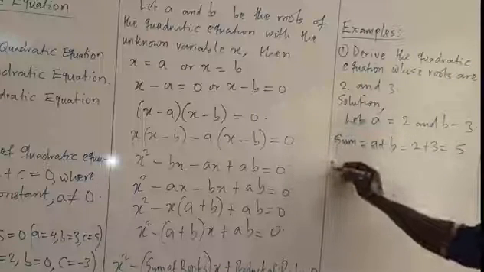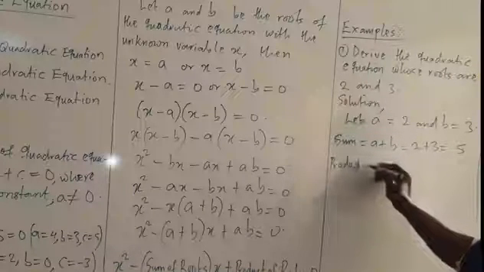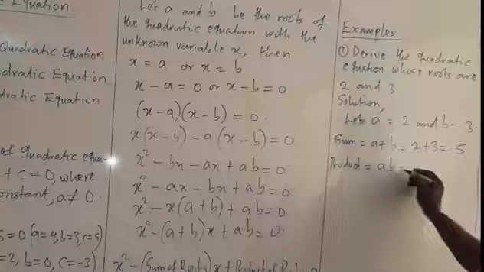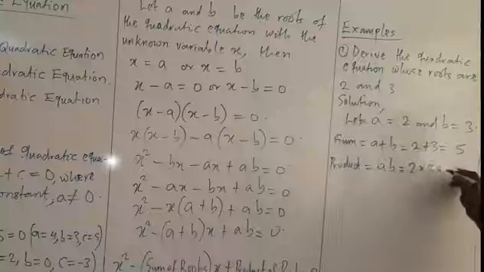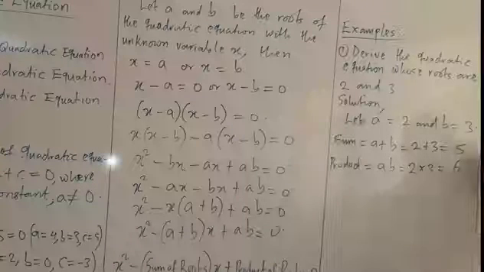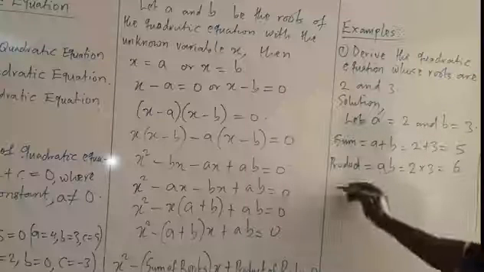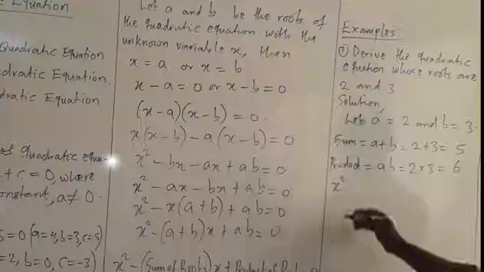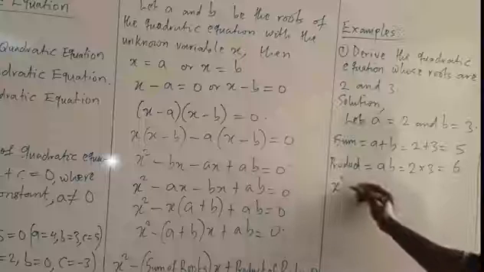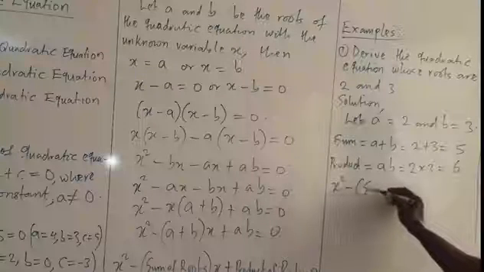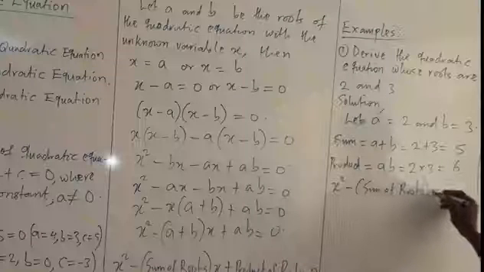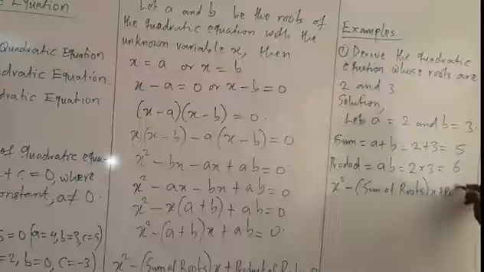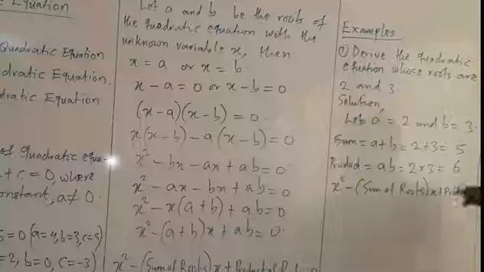Then product of the roots equals ab. So ab means a times b. That is 2 times 3. And what is 2 times 3? 6. So you now substitute this and this into the formula. And the formula is x squared, if the unknown variable is x, so x squared minus sum of roots x plus product of roots equals 0.